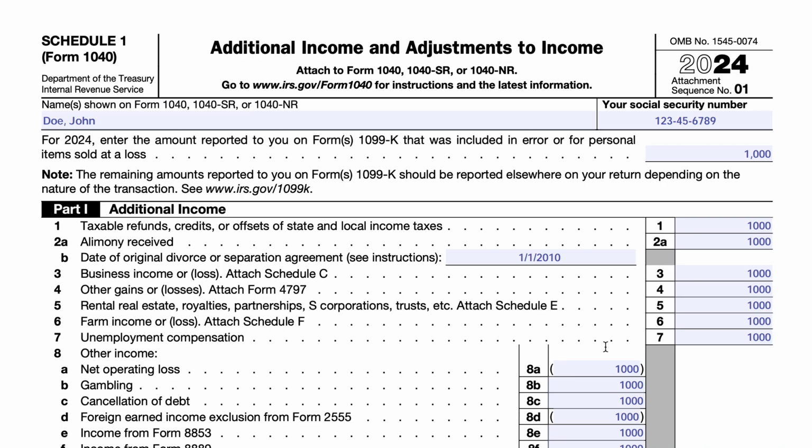So there are also worksheets that may need to be completed. For example, in line 1 of Schedule 1, the state and local income tax refund worksheet. If there's a worksheet, odds are likely we've created a video for that.